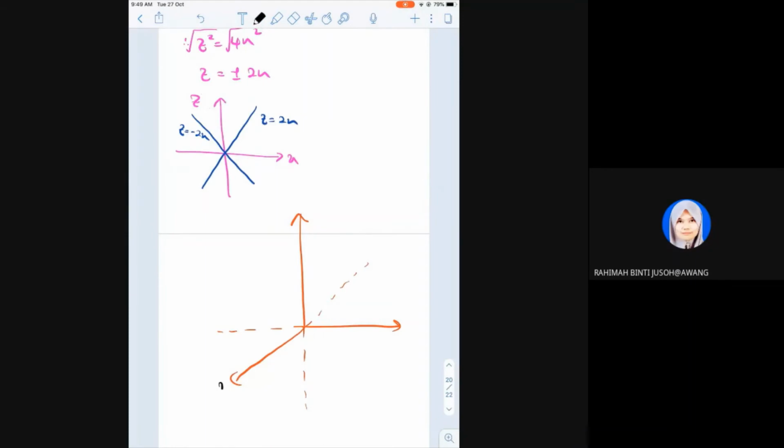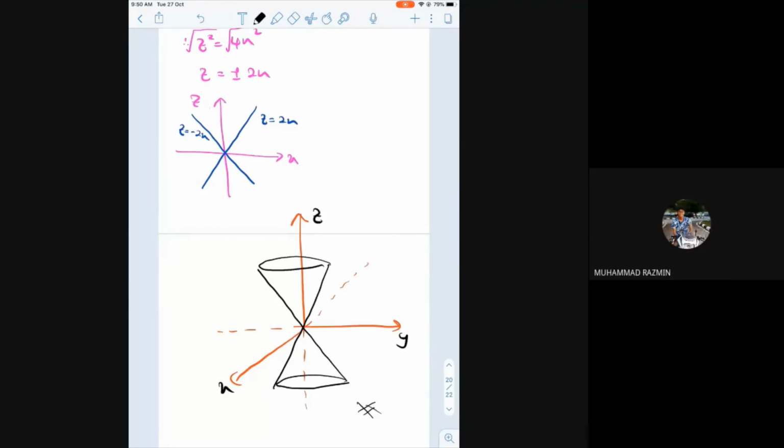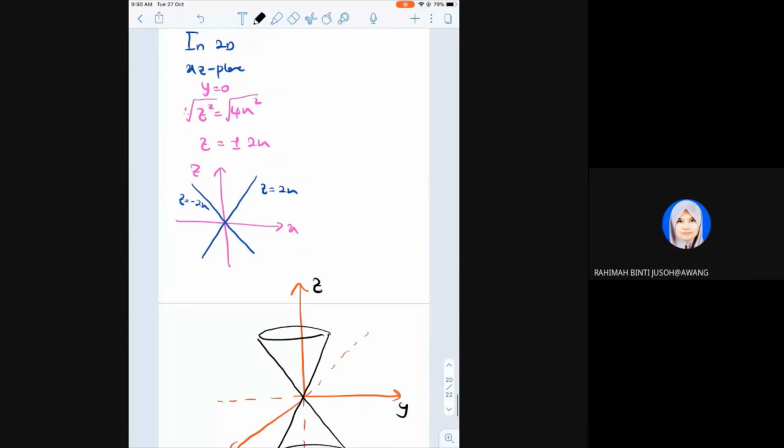So X, Y and Z, you can see this? The lines face positive Z and negative Z. So you do it like this, like this. Okay, done. So we will have cones. That's it. Understand? Yes, understood. Okay, good.